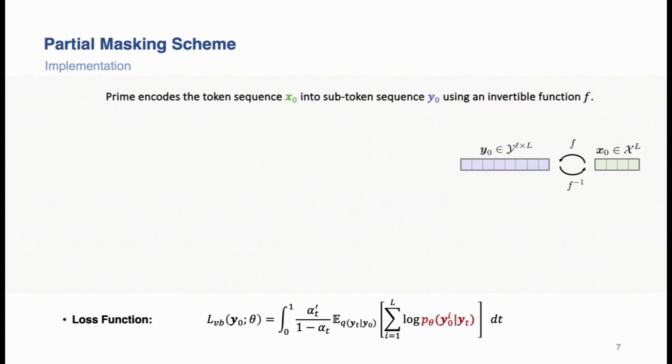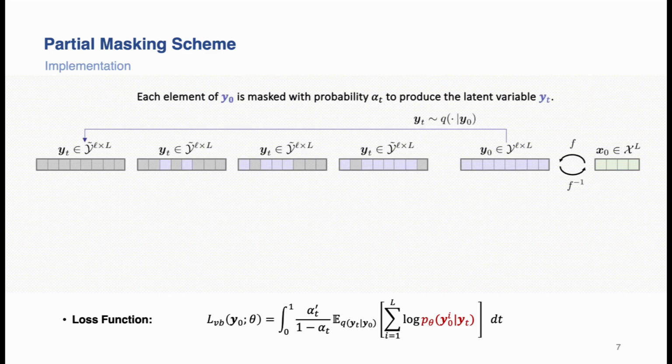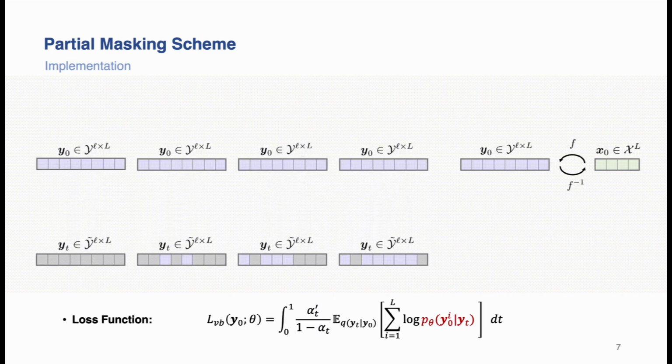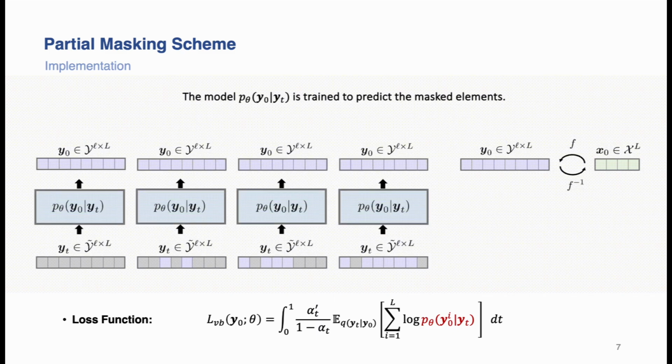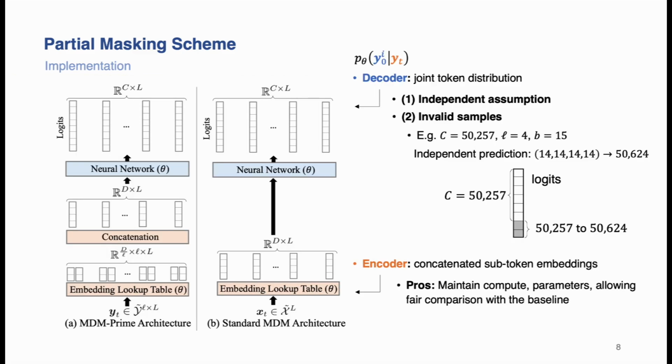As for implementation, because base-b encoding is an invertible transformation, the loss function remains the same. That basically says that we can reuse the original training process to update our MDM-Prime model. As for architectural design, we keep the original decoder to model the joint distribution of subtokens. Also, we modify the encoder to accept subtoken inputs.